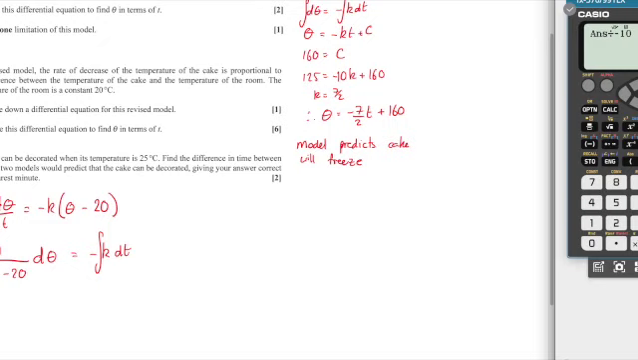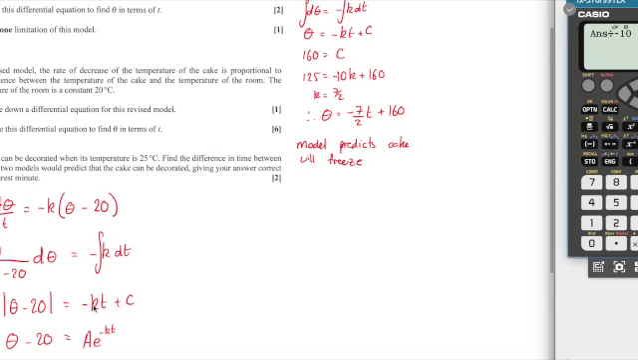Really common integral, this one. So this is going to be ln theta minus 20 is equal to minus kt plus c. Then when we take logs, we're going to get theta minus 20 is equal to A e to the minus kt. Again, super common way of changing this. You take e of both sides to get rid of the ln.